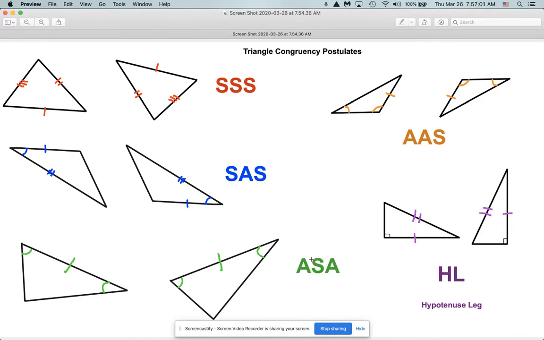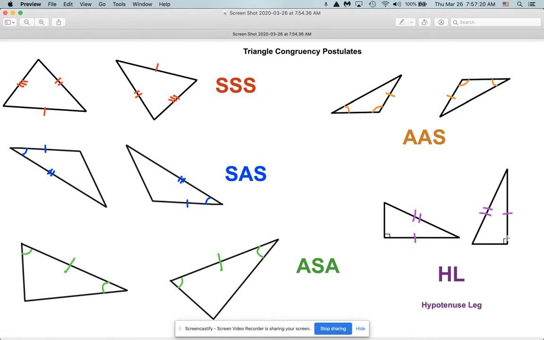Angle, side, angle also works though. Two angles with the side in between the two angles. Or we could have two angles and then the side outside. If we have two angles and any side, we actually have congruency. So angle, angle, side. The new one that I haven't talked about is hypotenuse leg.